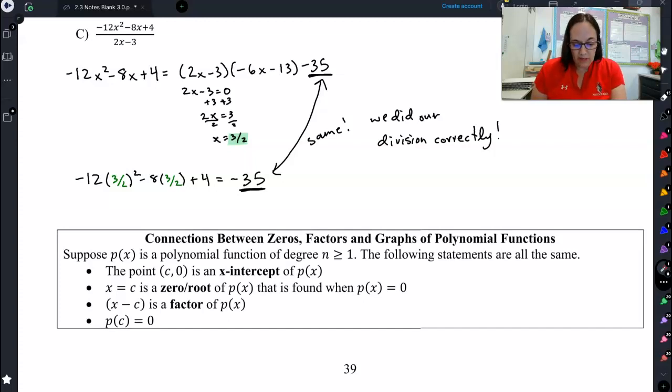We've learned that the following things are true. If the point (c, 0) is an x-intercept of our function, then x equals c is a zero, or what we call a root of p of x, and that's found when we set the equation equal to 0 and solve. Meaning we factor it out, set each factor equal to 0 and solve it. That also means that x minus c is a factor of p of x. If x equals c is a root, then x minus c is a factor, which also means when we plug c in, we should get a remainder of 0 using the remainder theorem. All of those things work and are true.